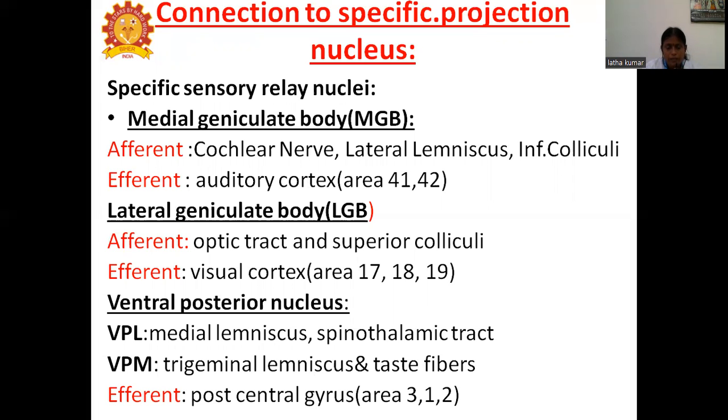Apart from this, the VPM also receives the somatosensory impulses from the face along with the sensation of taste. Okay. And next one is the efferent fibers. Efferent fibers from the ventral posterior nucleus go to the postcentral gyrus, areas number 3, 1, 2.